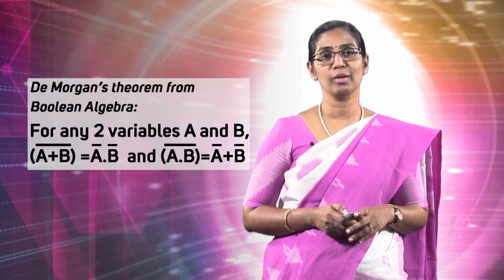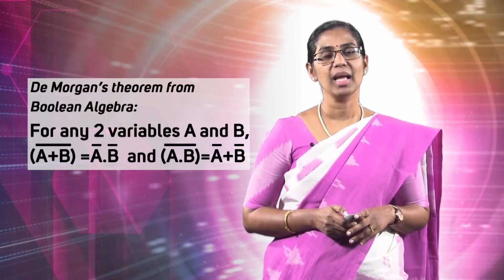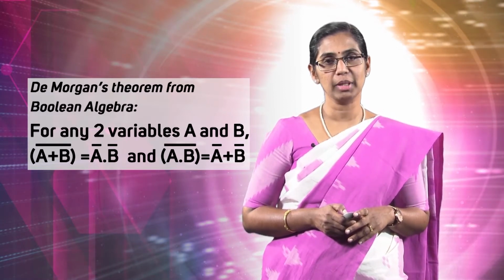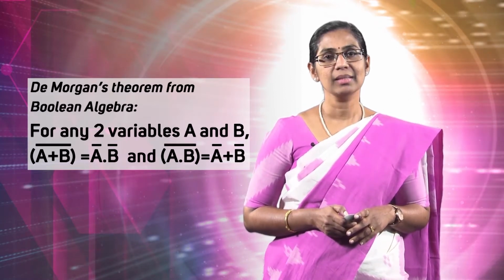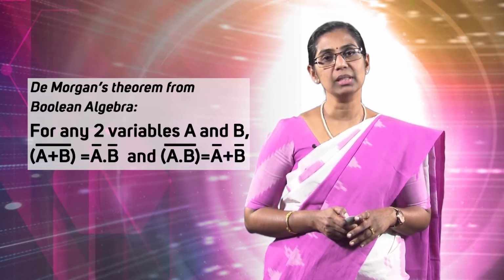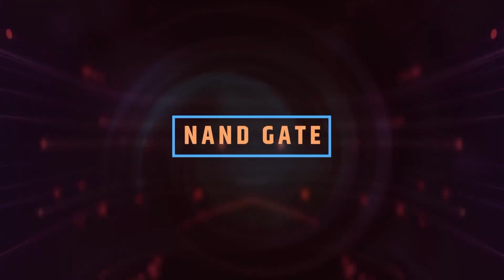You may recall De Morgan's theorem from Boolean algebra. For any two variables a and b, (a + b) complement is equal to a complement dot b complement, and (a dot b) complement is equal to a complement plus b complement. This will be helpful for you for easy and better understanding of NAND and NOR gates. So, we start with NAND gate.